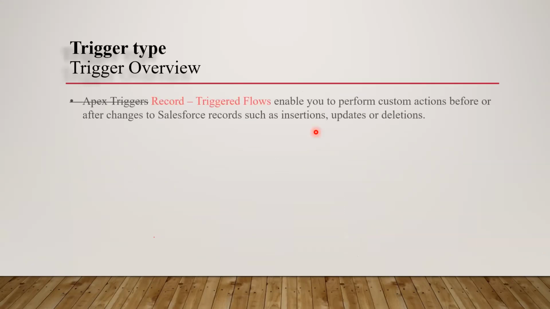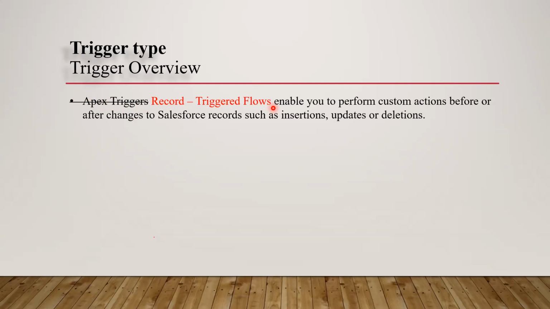Now, why was the record trigger flow introduced? In Apex, there is something called Apex triggers. Whatever functionality an Apex trigger achieves, I won't say that record trigger flows will achieve all of it as of now, but most of the things can be achieved through a record trigger flow. That's the reason I have struck off the words Apex triggers and replaced them with record trigger flows. So what do record trigger flows do? They enable us to perform custom actions before or after changes to Salesforce records, such as insertions, updates, or deletions.